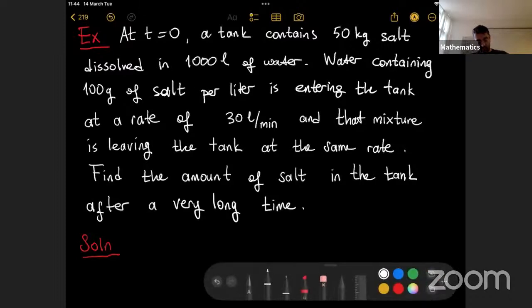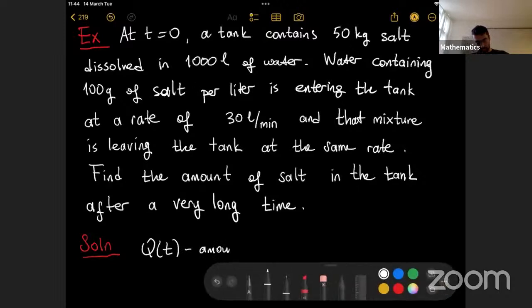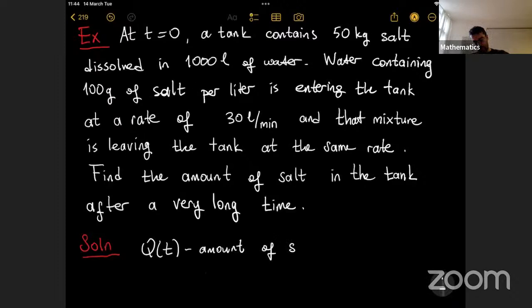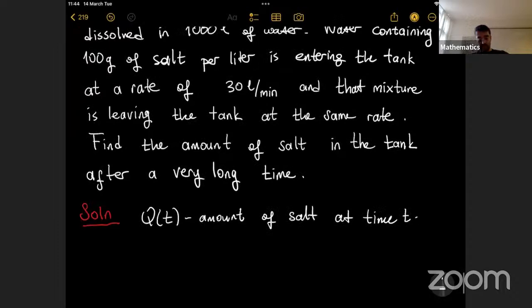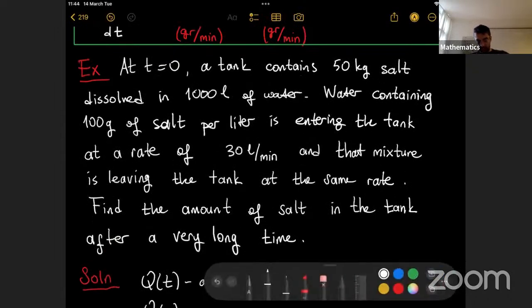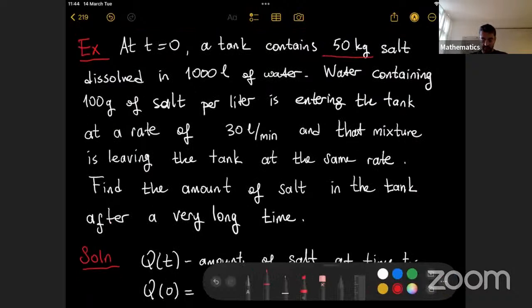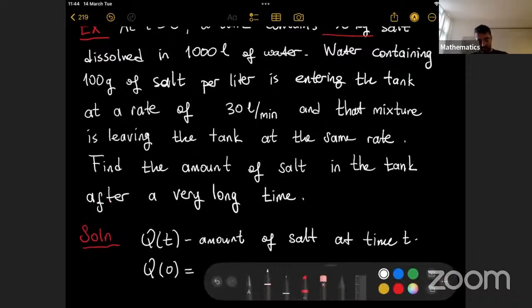Maybe let's write this first. So Q(t), the amount of salt at time t. And Q0 here, the initial amount, at the beginning we have 50 kilogram. By the way, the unit is kilogram here, so we will write everything in kilogram. So here it is 50.